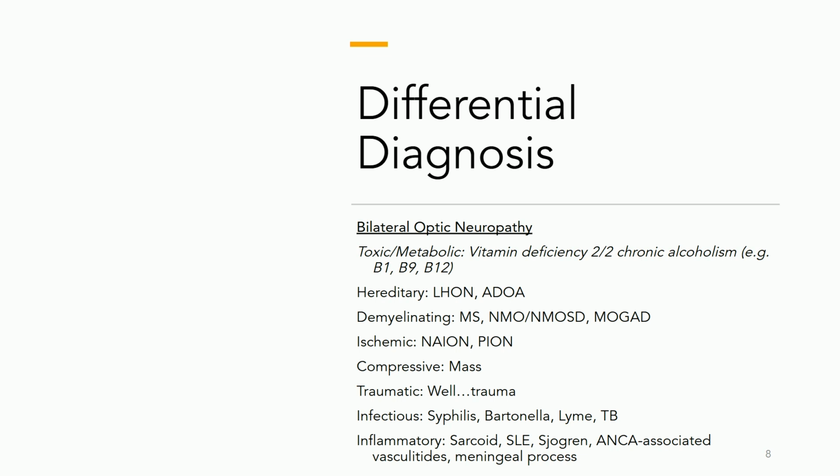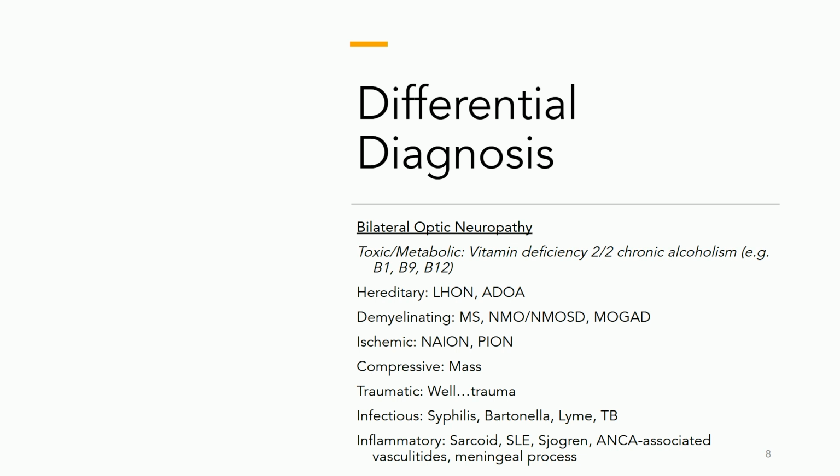All right, so the differential for bilateral optic neuropathy is absolutely massive. Of course, the most important one, the only thing that matters in ophthalmology, is glaucoma, but we won't really talk about that because that's not necessarily pertinent in our case. So at the top of our differential is a toxic metabolic etiology. We were thinking that she's demonstrating these visual changes because of a vitamin deficiency secondary to her chronic alcoholism, and most often, as we'll talk about in a little bit, it is because of a deficiency in B-complex vitamins.